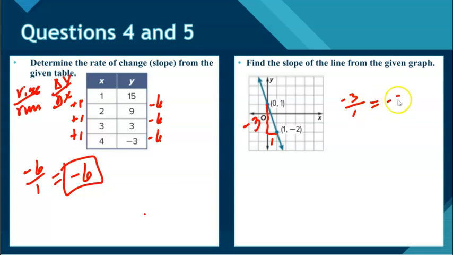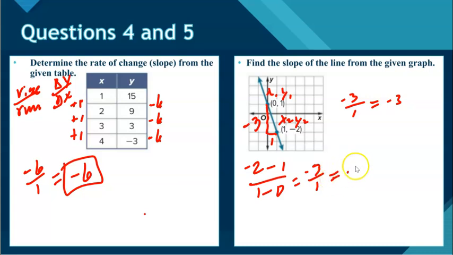slope of negative 3. Or if you use the slope formula, I can say this is x1, y1. This is x2, y2. I would have negative 2 minus 1 divided by 1 minus 0, I still get negative 3 over 1, which is still a negative 3.